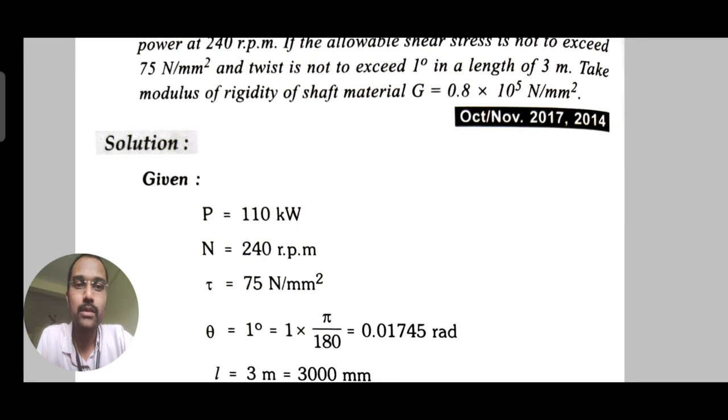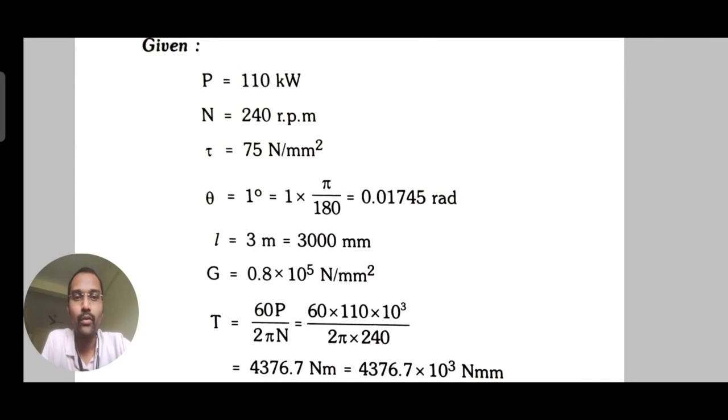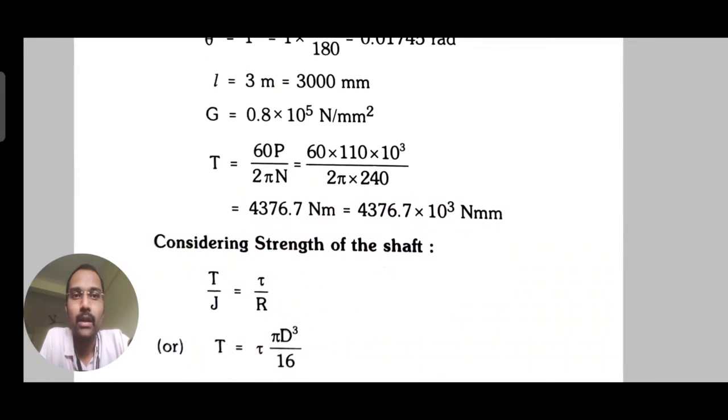1 degree. To convert degrees into radians, I told you to multiply it with pi by 180. So 1 into pi by 180, you will get the value as 0.01745 radians. G, the modulus of rigidity, is mentioned as 0.8 into 10 to the power of 5. So all these are the given things. What we have to finally perform is to get the diameter. So torque can be found from the power formula.